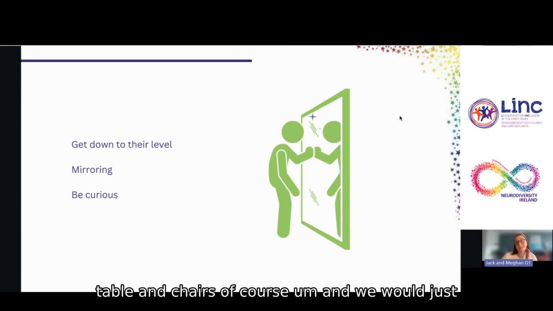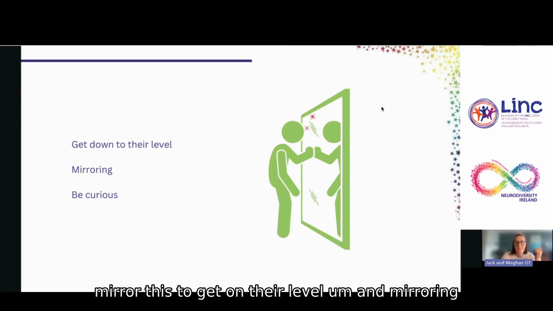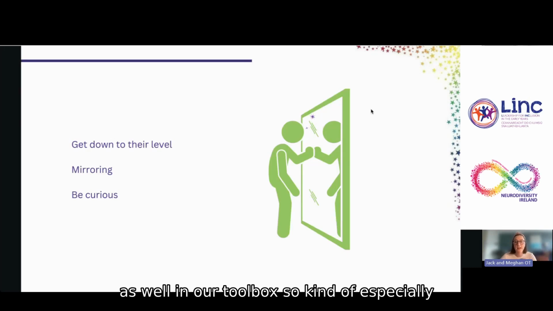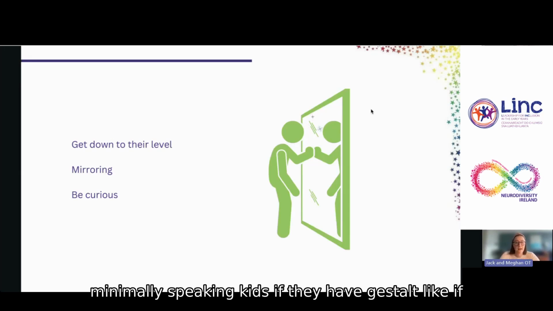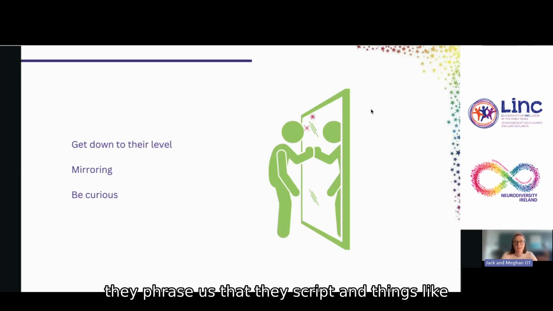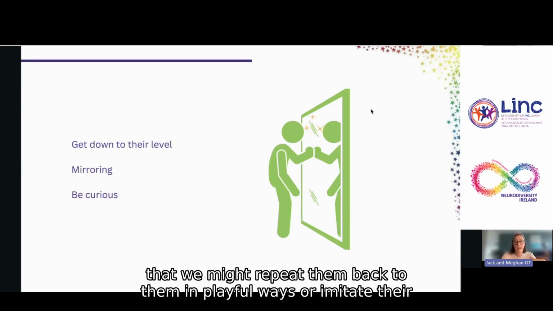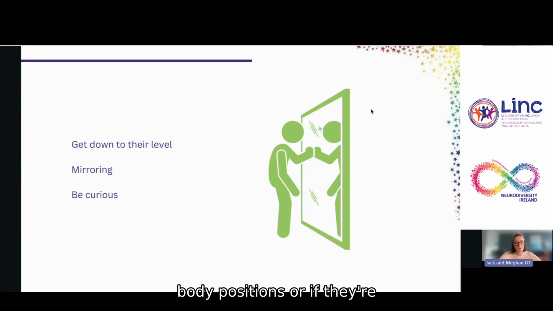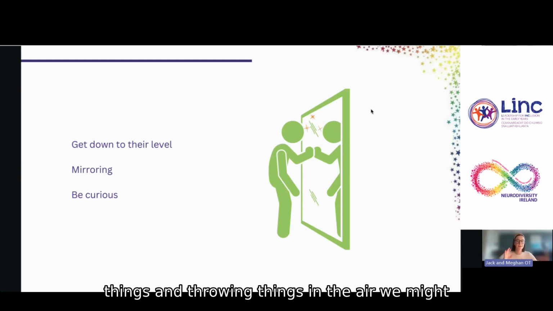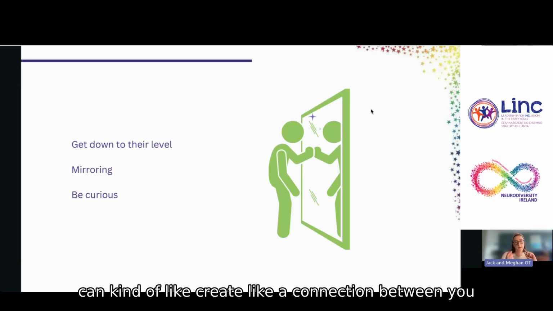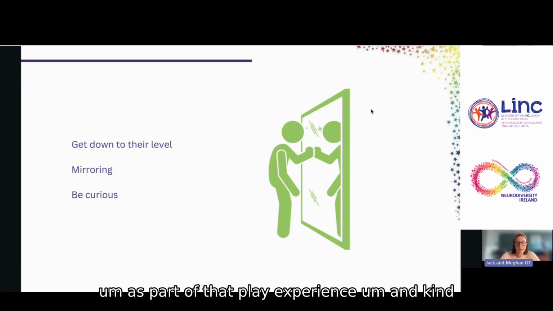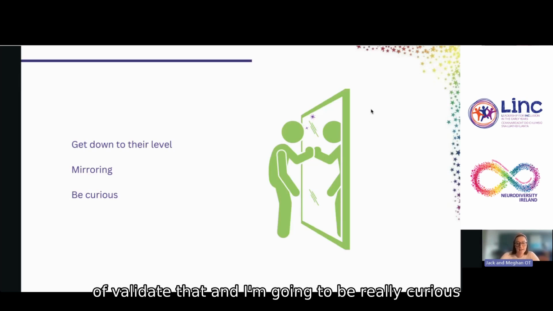And we would just mirror this to get on their level. And mirroring itself can be a really powerful tool in our toolbox. Especially for lots of our non-speaking and minimally speaking kids, if they have gestalts, like phrases that they script, we might repeat them back to them in playful ways, or imitate their body positions. Or we have some kids who love tossing things and throwing things in the air, so we might do that as well and mirror them. And that can create a connection between you and bring their interest to you as part of that play experience, and validate that.